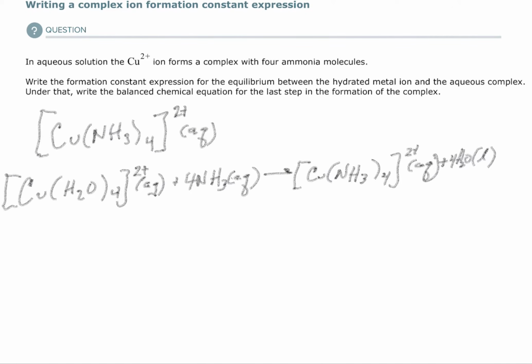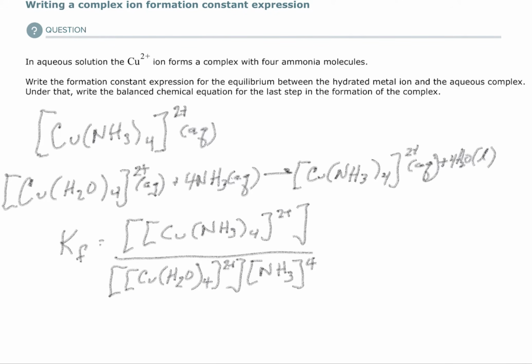I know that I've got a complex formed with the water, the same amount of molecules as will form with the ammonia. And then I've got 4 ammonia molecules added, and I end up with a complex of 4 ammonias with that copper, same charge, and then waters, because the waters have been chucked out as the ammonias took their place. All right, so that's the first thing that you need to know.